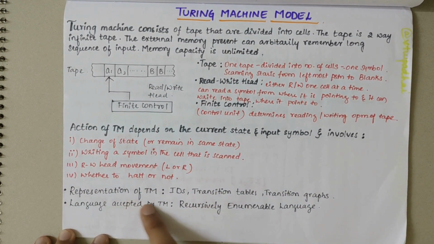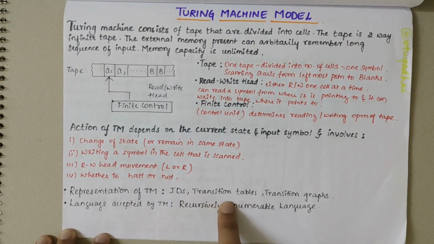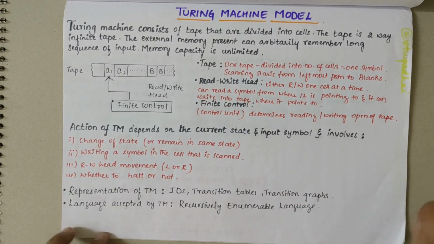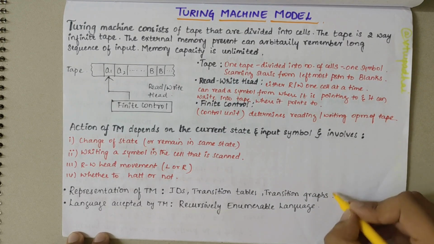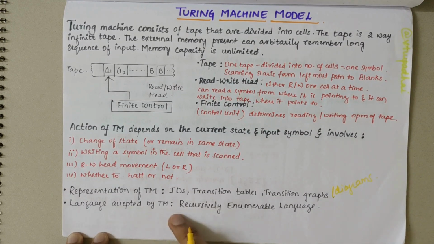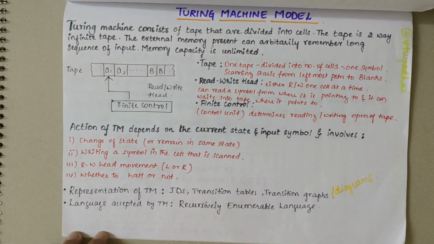Representation of Turing machine. We make use of instantaneous descriptions, transition tables, and transition diagrams or graphs here. The language accepted by a Turing machine is called a recursively enumerable language.